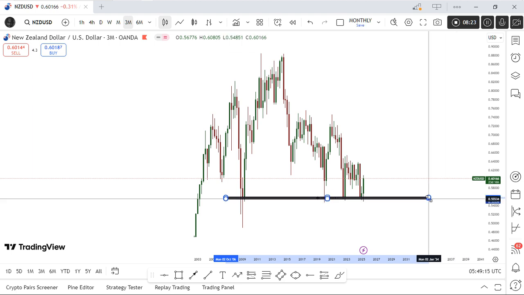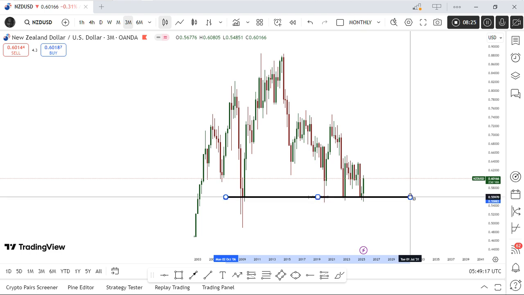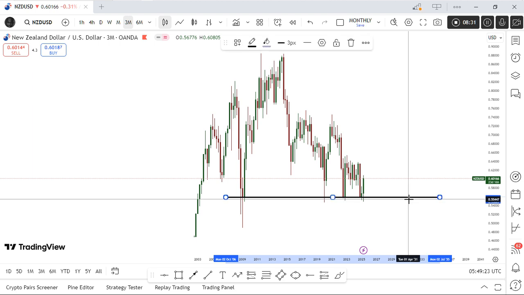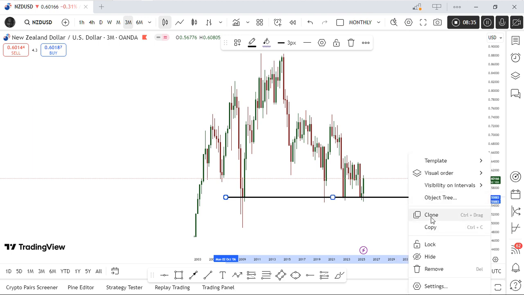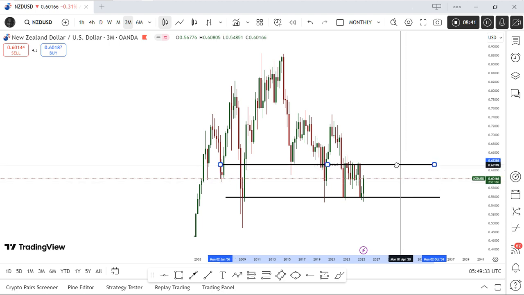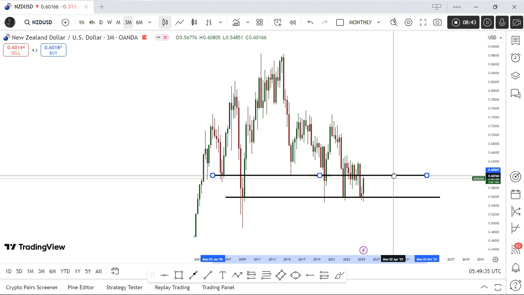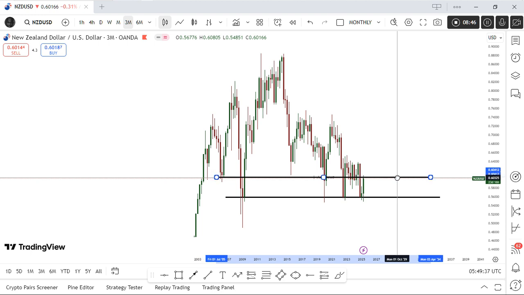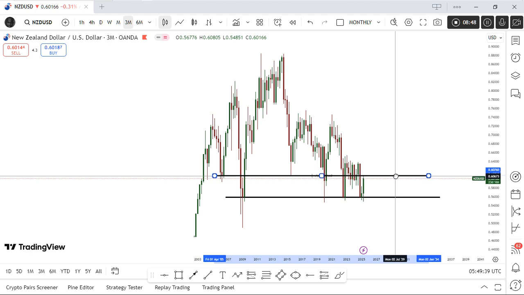This is too long, I think. All right, let's see. I think this is looking nice. So I'm going to clone this. Right click, clone. Now we are in the second phase of market analysis. That is plotting our levels.